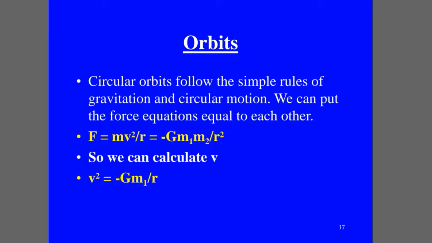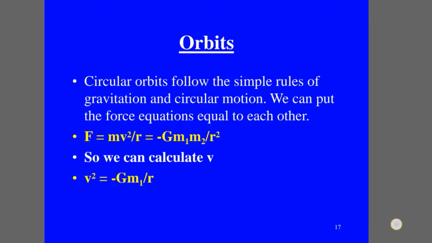Orbits. Circular orbits follow the simple rules of gravitation and circular motion. We can equate the equations, as we have F equal to m v square by r equal to minus G m1 m2 by r square. So we can calculate v here, where v square is given by minus G m1 by small r, where G is the universal gravitational constant, m1 is the mass and r is the radius. Go to another slide.